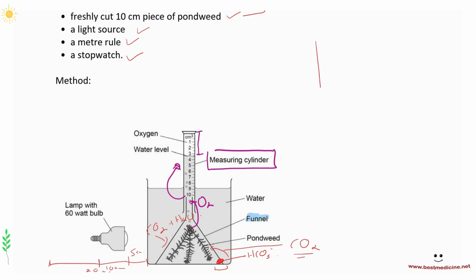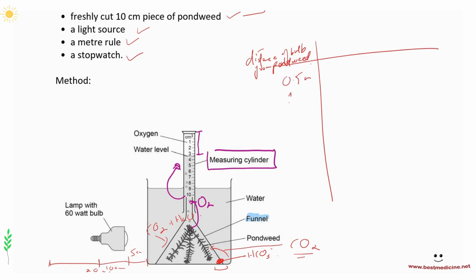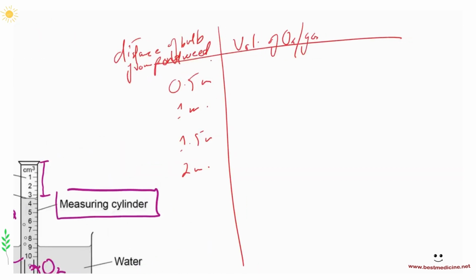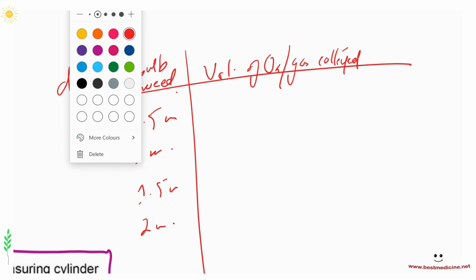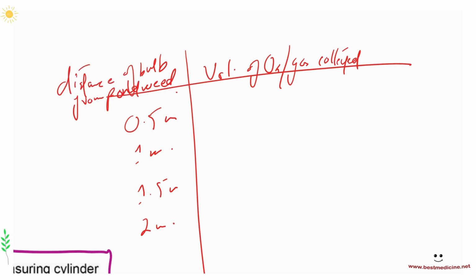So, for example, we could make a table here for our recording. We could have the distance of the bulb from the pond weed, so it could be 0.5 meters, 1 meter, 1.5 meters, and 2 meters. And then the volume of oxygen or gas collected, the volume of gas that is collected in the measuring cylinder.